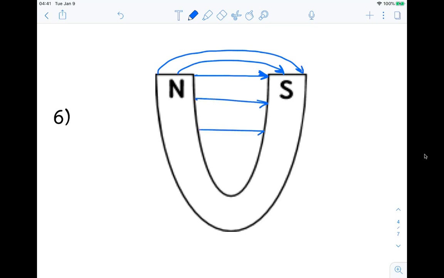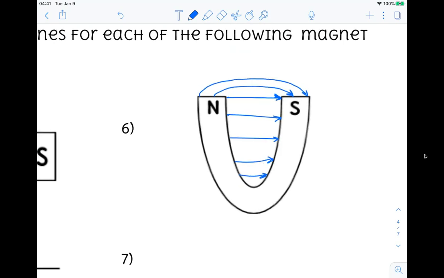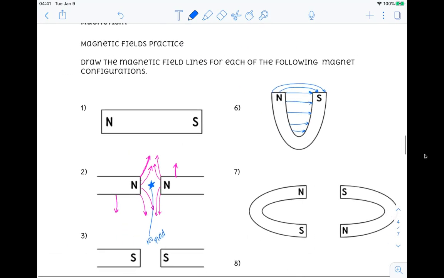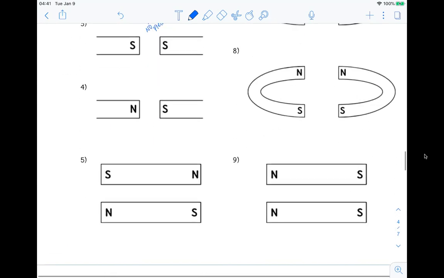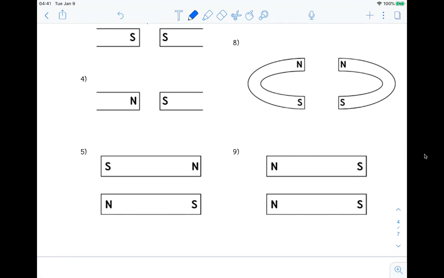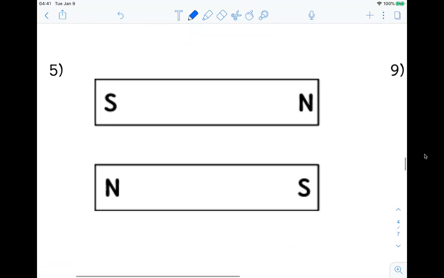Same thing on the inside. When it gets to the middle here, it will start to bend as your magnet starts to bend. But yeah, it's always going from your north to your south. So all of the rest of this is just to practice. Let's look at number 5. Let's do that one together as well.